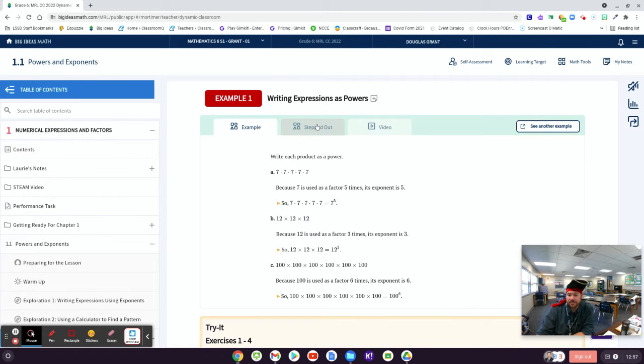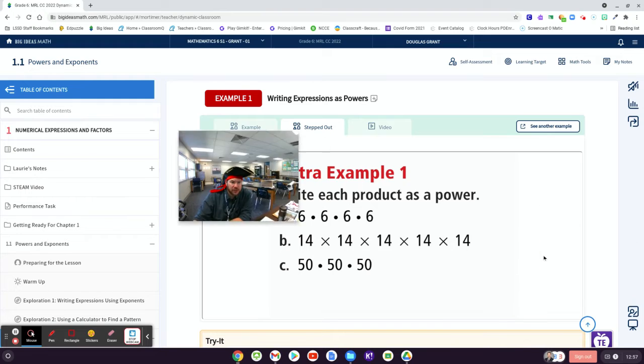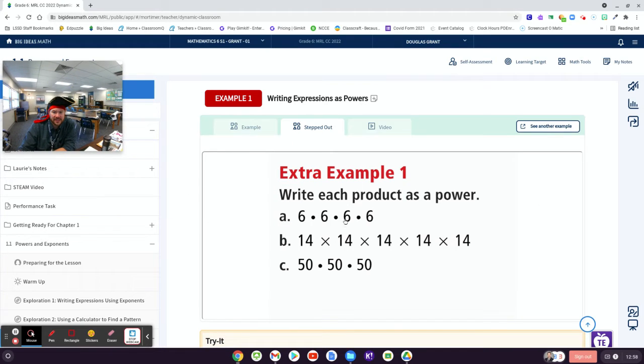All right, now it's your turn. Okay, so I want you to try writing 6 times 6 times 6 times 6 as a power. If you said 6 to the 4th power, you're right. Well done, because there's 4 6s all being multiplied together. What about this next one, B? If you said 14 to the 5th power, you are correct. And what about this third one? All right, that last one is 50 to the 3rd power, or 50 cubed, because it's 50 times 50 times 50. There's 3 of them. There you go. Hopefully this has been easy so far.